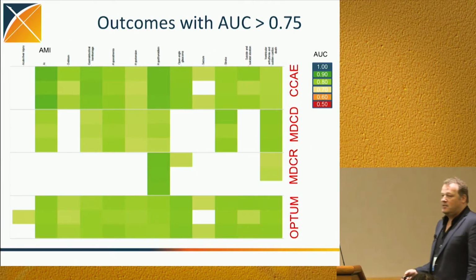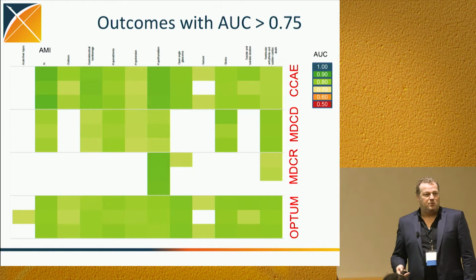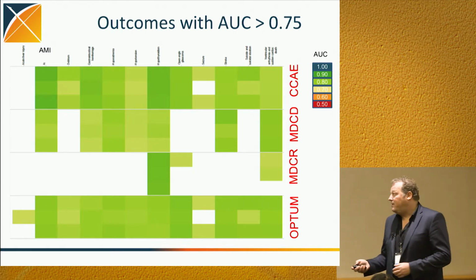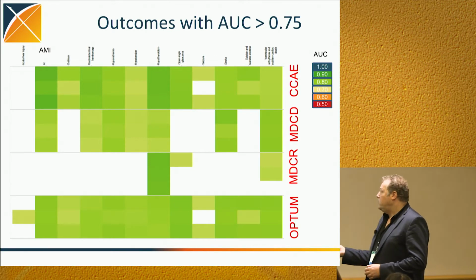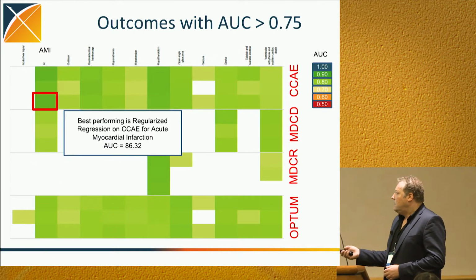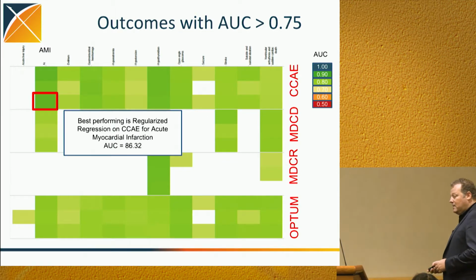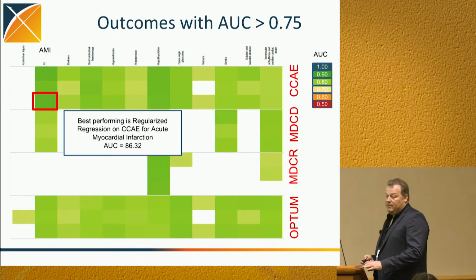On average, there are quite a lot of these outcomes that we are able to predict with an AUC higher than 75%, which is, I think, pretty good. The best one was acute myocardial infarction, which got an 86 AUC, which is, I think, very, very high.